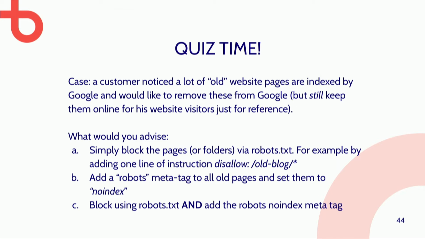So option A is you would simply block the pages one by one, or by using a folder structure via the robots.txt, which we saw earlier. For example, by adding just a one-line instruction, disallow the folder old blog with wildcard. Option B is we add a robots meta tag to all the old pages, and we set them to noindex. We could also use a robots noindex header. That's also an option. Or C, we are playing it safe, and we are blocking using robots.txt, and we are using the robots noindex meta tag or header instruction. Those are three options. So who chooses A? Show of hands.